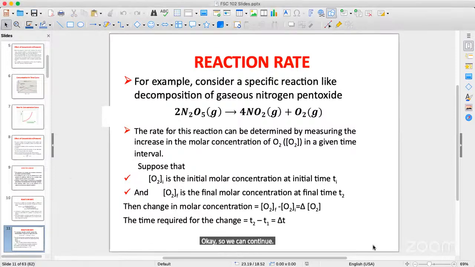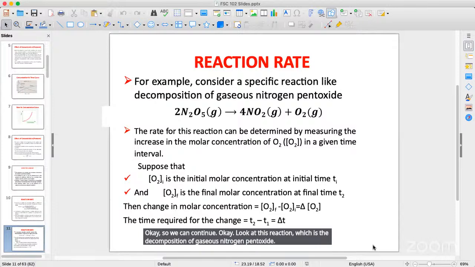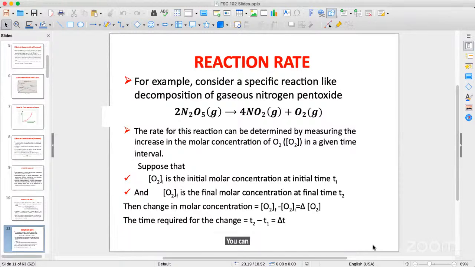Okay, now look at this reaction, which is the decomposition of gaseous nitrogen pentoxide to give you nitrogen tetroxide and oxygen. Now, you can determine the rate of reaction by measuring the increase in the molar concentration of O2 in a given interval, meaning that if you have your nitrogen pentoxide in a reaction vessel, you can measure the reduction.